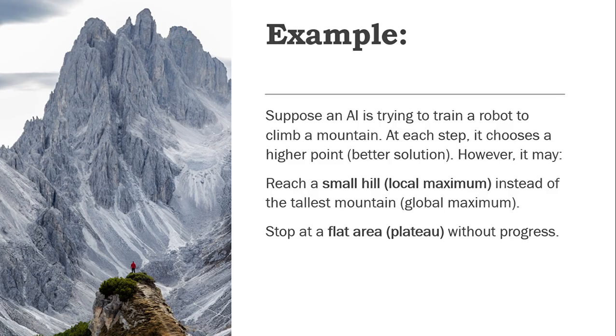Example: suppose an AI is trying to train a robot to climb a mountain. At each step, it chooses a higher point, that is a better solution. However, it may reach a small hill, that is a local maxima, instead of the tallest mountain, which is the global maxima. Or it may stop at a flat area, that is a plateau, without any progress.